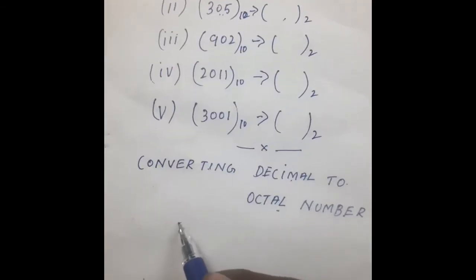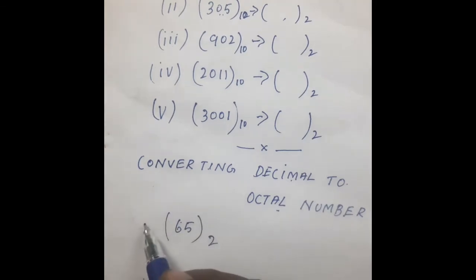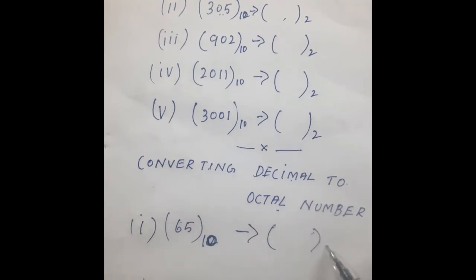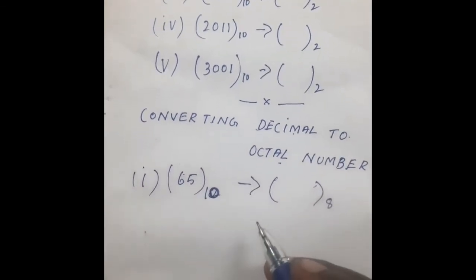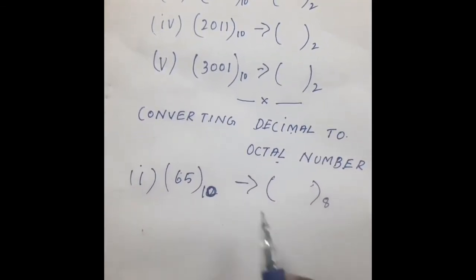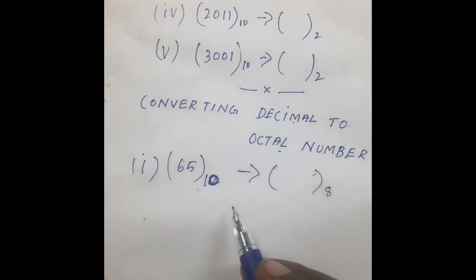Example, we'll take 65. This is a decimal number system, base value 10. Converting to octal number system, base value 8. The easiest method of converting decimal to octal is repeated division by 8.